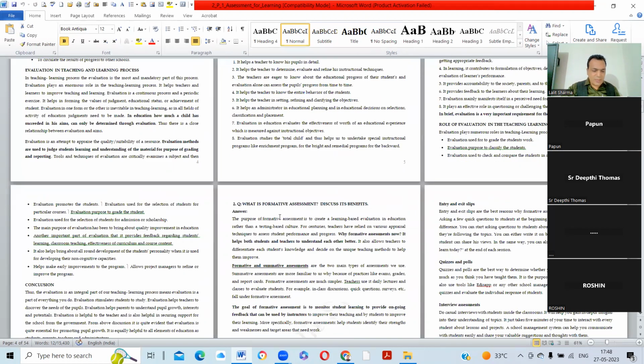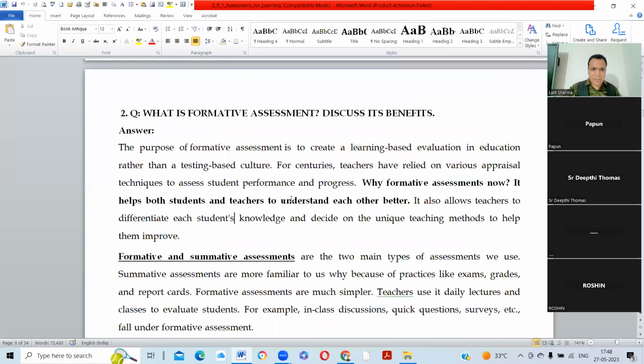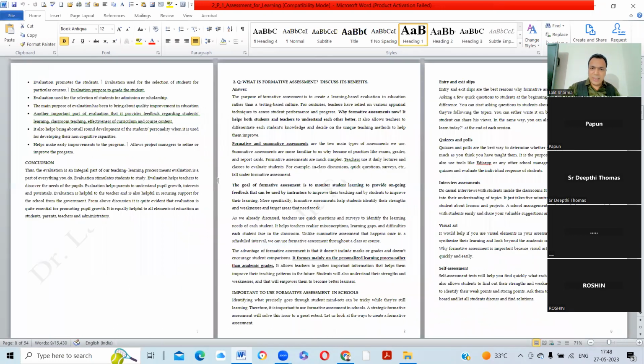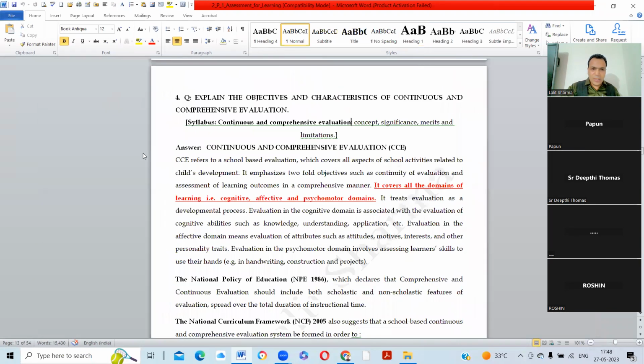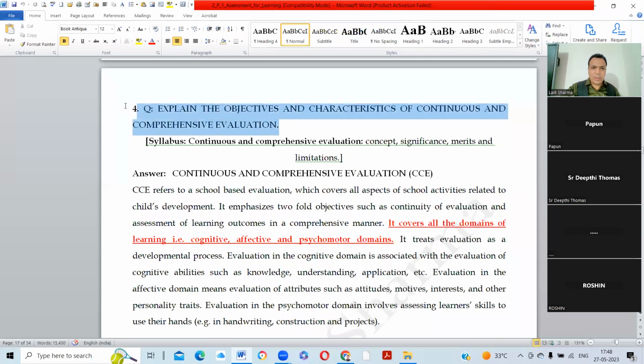Second, guys, we will talk about, you can see that this is the second question. What is formative assessment? Discuss its benefits, right? So this question has come from assessment. Then the third question, very important, third or fourth: explain the objectives and characteristics of CCE, continuous and comprehensive evaluation. What is continuous and comprehensive, right? You know that the base of everything is assessment and evaluation. If you know about assessment and evaluation, you will come to know the other parts also.